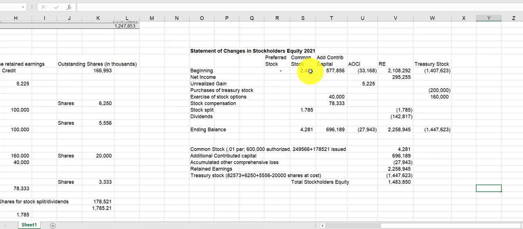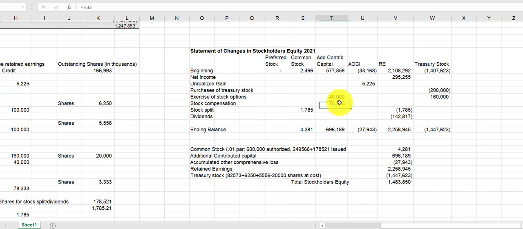Common stock, additional contributed capital, AOCI, retained earnings, treasury stock, all come from the numbers from the last year. We're going to add in our net income and the unrealized gain. We're going to subtract our purchases of treasury stock. We're going to show the change in treasury stock and additional contributed capital for the exercise of stock options. Notice we're putting a very brief description down this side, combining if there was purchase of treasury stock, we just combine the two in one, but you could easily put two of them if you wanted to.